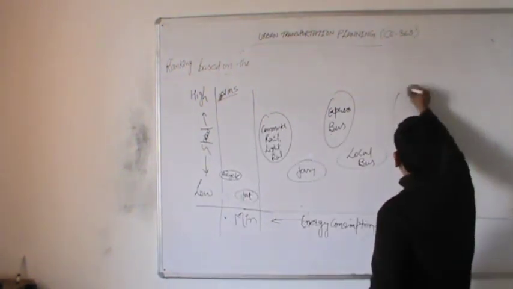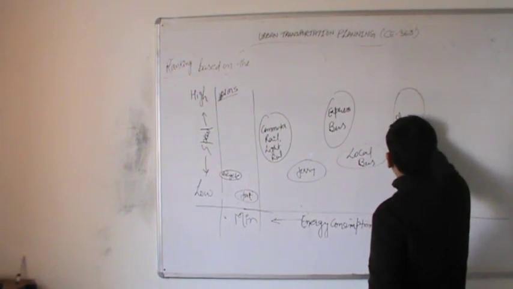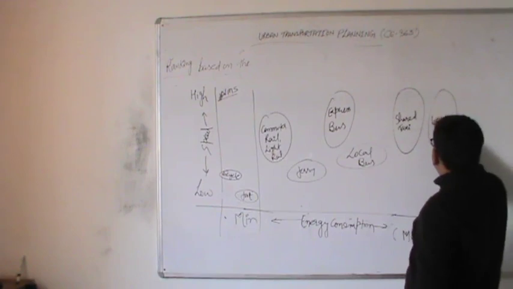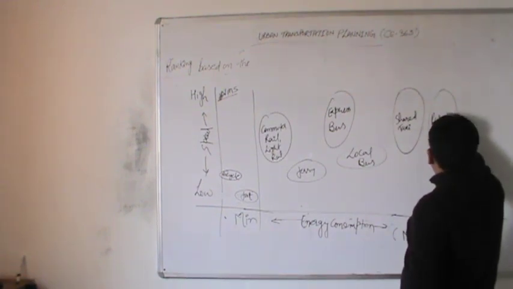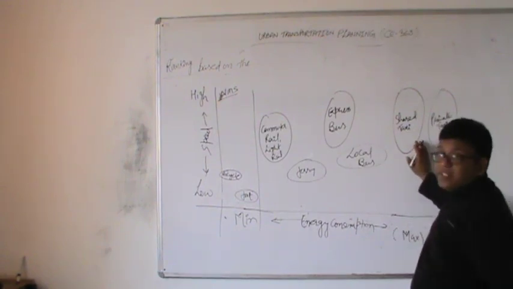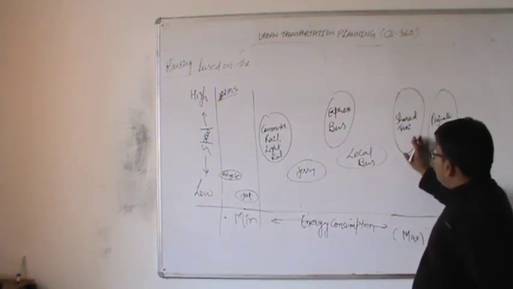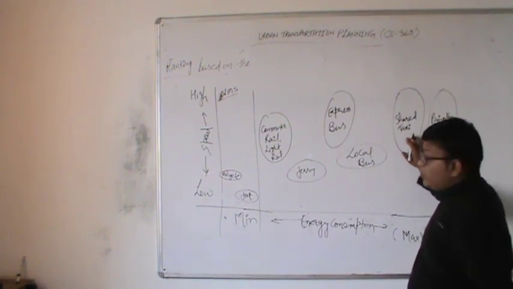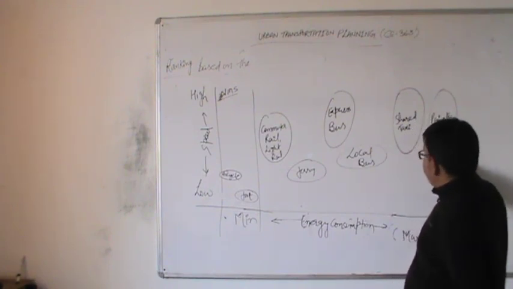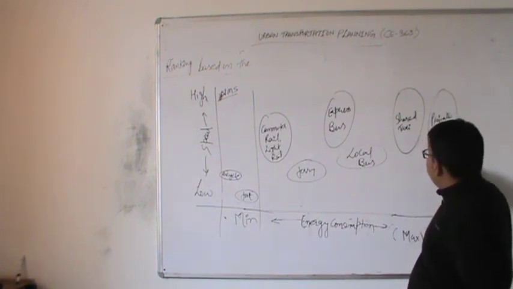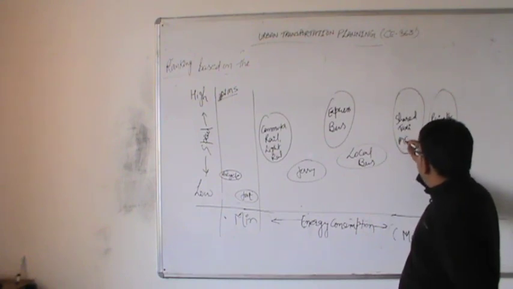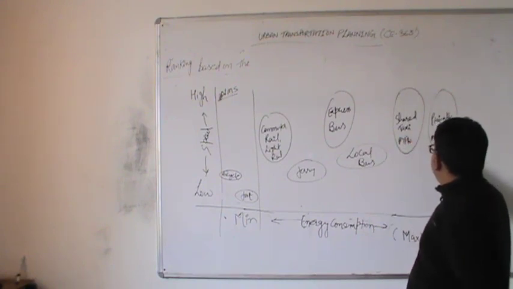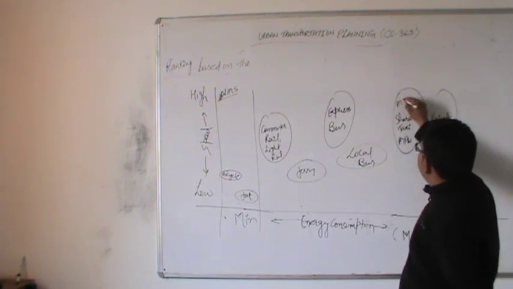Then simply the last ones are the shared taxi, then the private taxi. We are saying the shared taxi will require less energy consumption, because here the energy consumption will be shared by 4 people or 3 people, while the number of sharing will be less in case of the private taxi. So we are ranking it on the higher side. It will include both the motorized 4-wheeler as well as the motorized 3-wheeler.